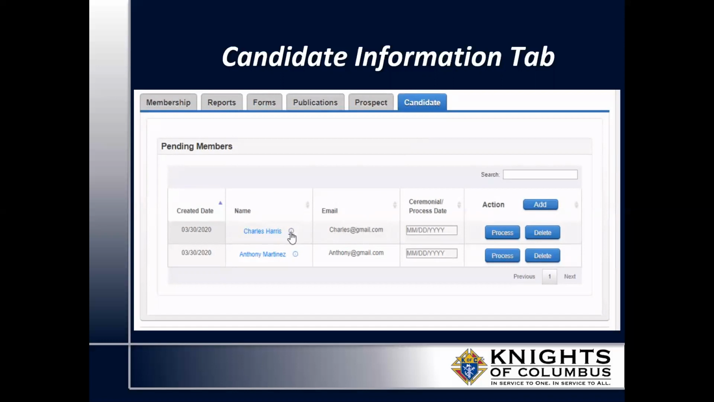To verify the information, if you click on the information icon next to the name, the date of birth and the phone number will appear. So as you can see, there's a little tab there with an I on it. If you click on that little I information tab at the top of the page, then you will see the person's date of birth and his phone number.